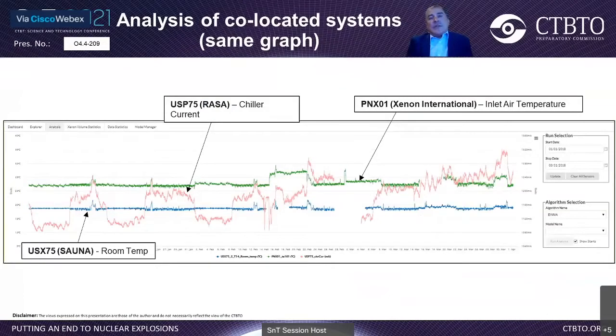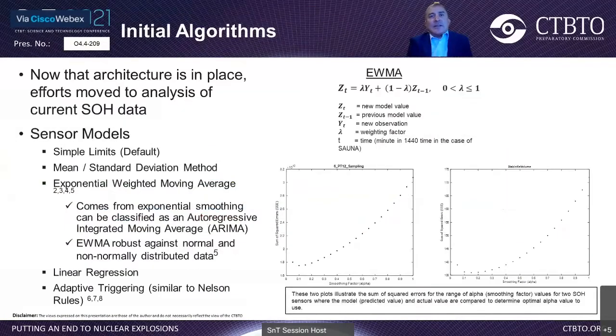One other additional nice feature is that you can plot different system types on a single graph. And so, for instance, this is at RN75, I'm looking at a SAUNA, a RASA, and a Xenon International that was there during some testing. And you can start to look for correlations in the data between the different systems at that station.